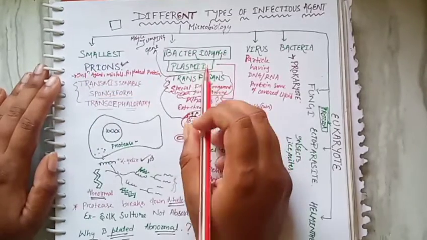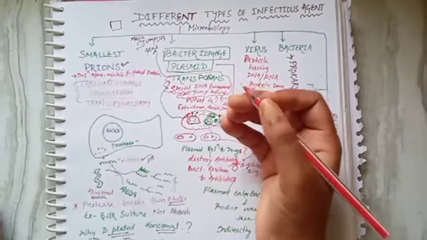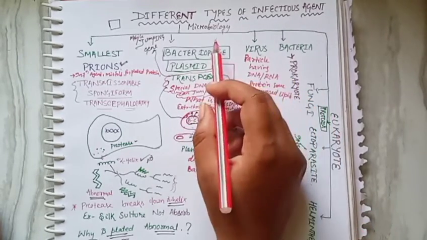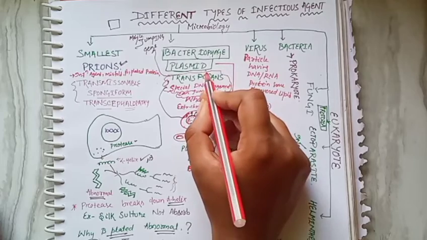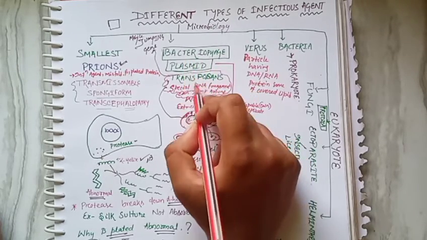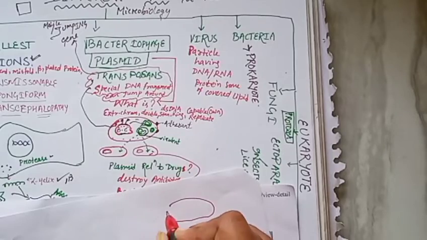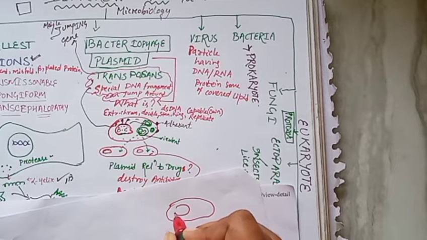After that we go towards another one. They are bacteriophage, plasmid, transposon. They are also small microbiological particles. So the first thing we discuss is plasmid. After that we can go to bacteriophage and transposon. So what is plasmid? So here is the bacterial capsule, then the bacterial chromosome.